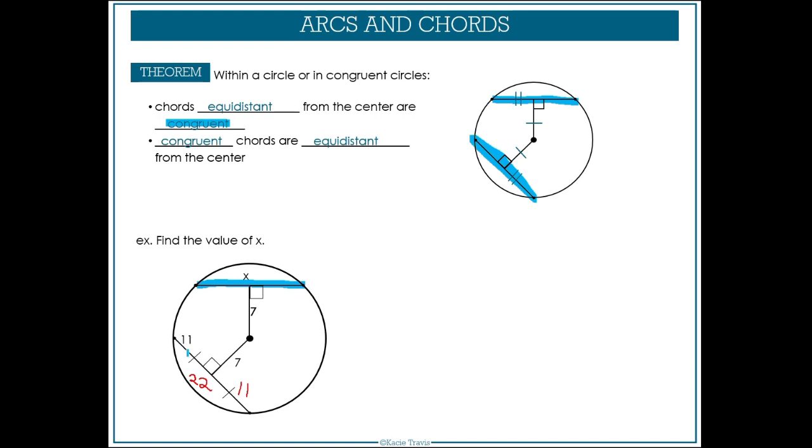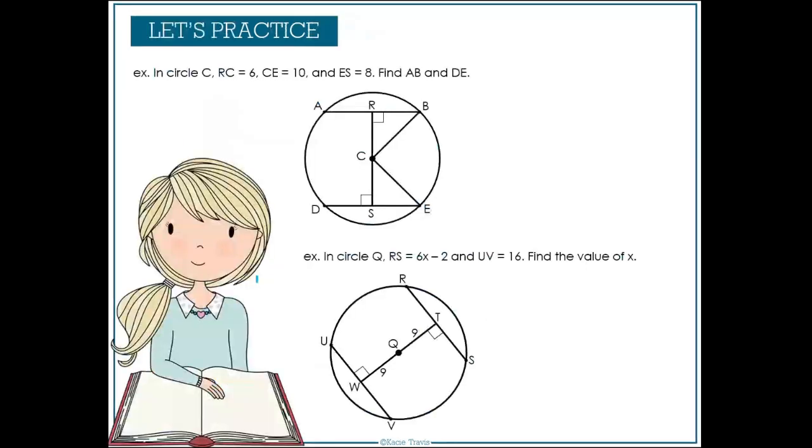So if these guys are the same distance away from the center, and we need to figure out what this other side is, they're both going to be congruent. So that means X is 22. It's a little less crazy than you probably thought. You just have to make sure that you pay attention to the information that you got. All right, let's look at a couple of examples, people. Make sure that you got your heads up on this.